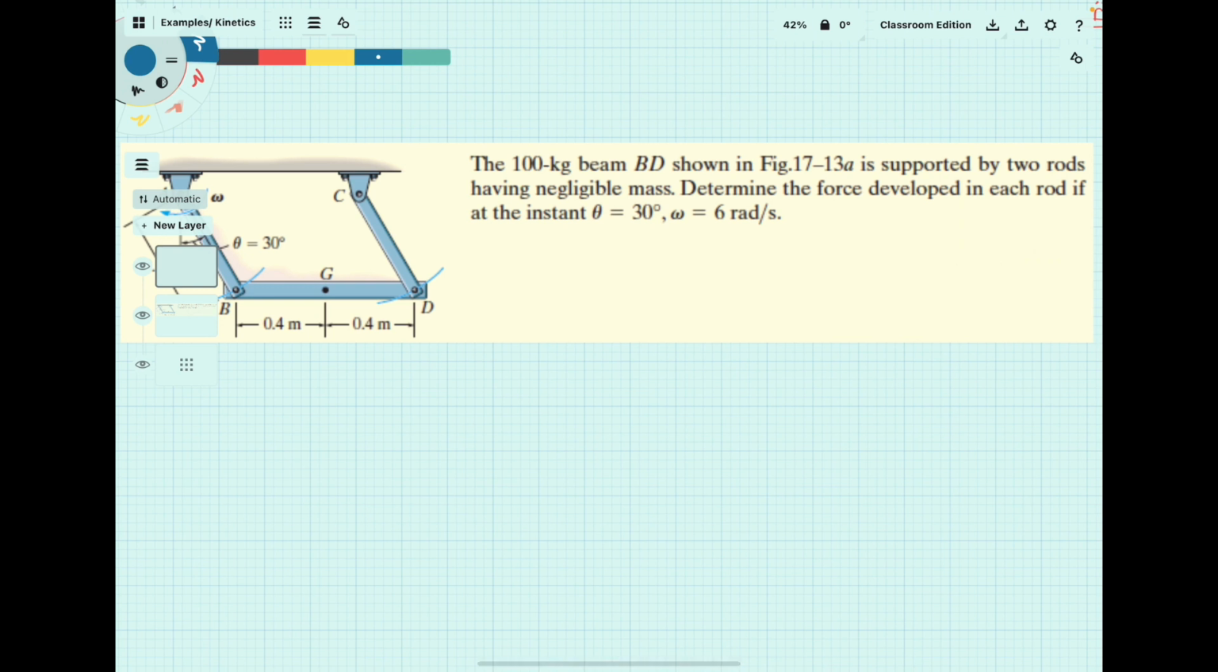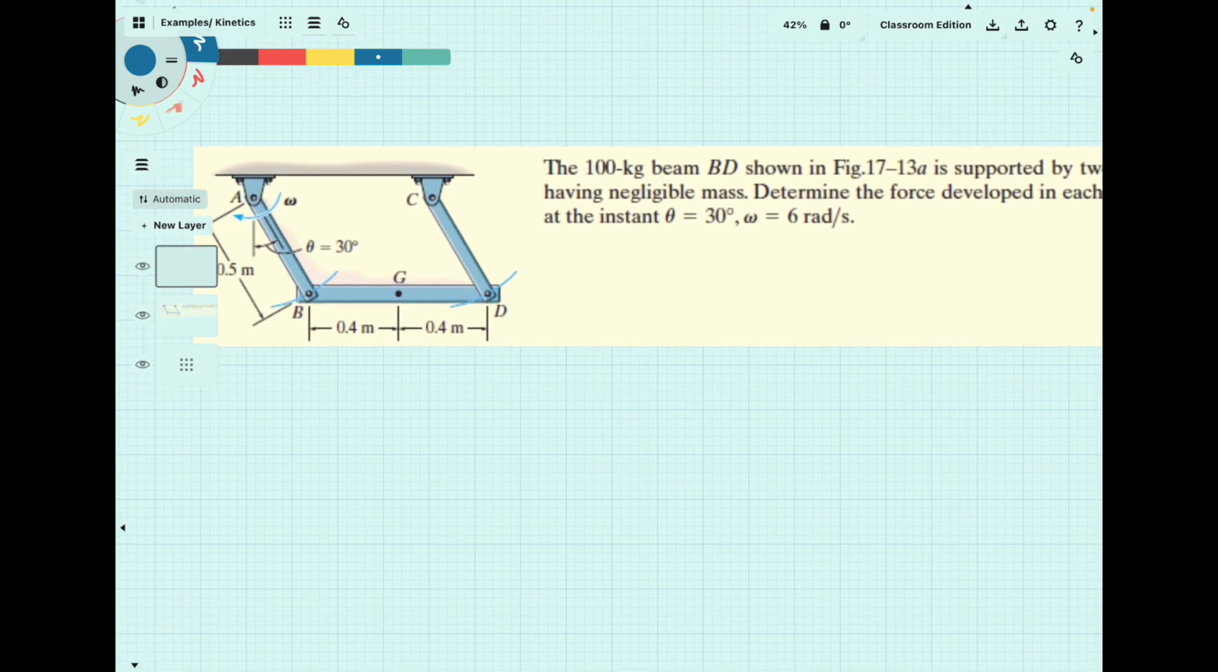All right, so here we've got a beam BD of known mass, and it's supported by two rods AB and CD of negligible mass. And since those are of negligible mass, there'd be negligible inertia as well, so we can treat this as a translating problem. In particular, since AB and CD are of the same length and geometry, as this thing moves at velocity omega over there, the whole bar BD just translates to the left of the page. So it is a purely translating problem.